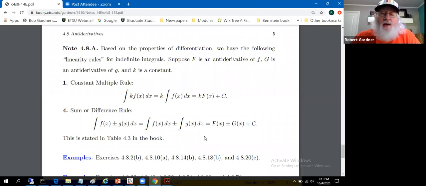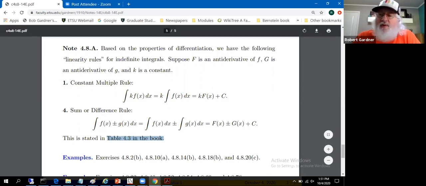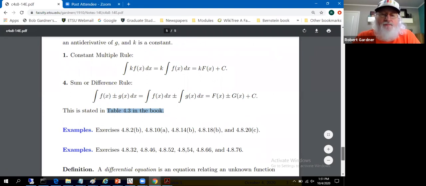So we're getting indefinite integrals of sums to be sums of indefinite integrals, integrals of differences to be differences of indefinite integrals. The book actually puts these properties in a table and lists those in tabular form as well.